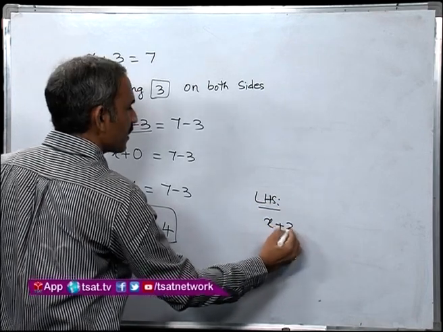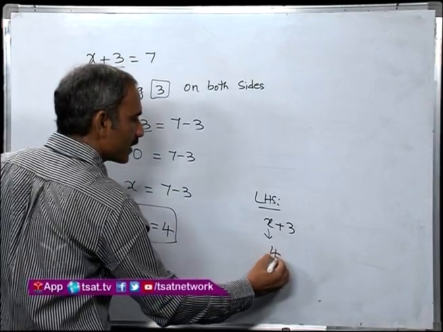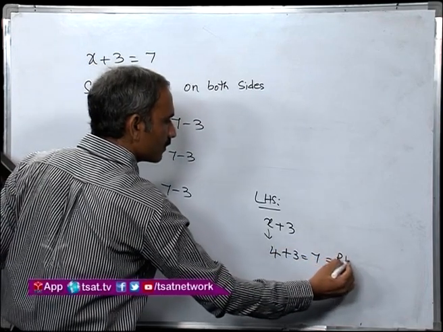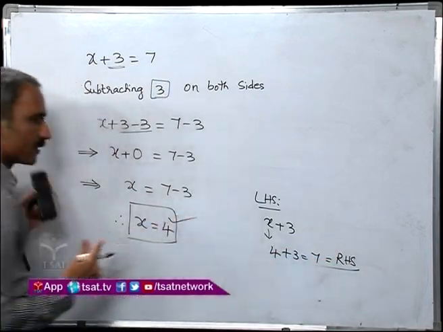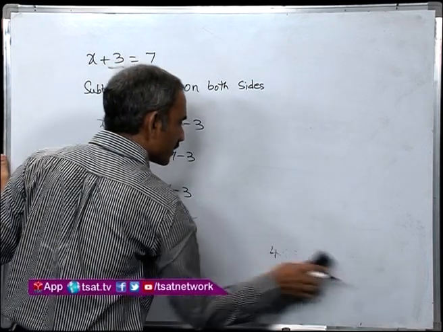Here we have x plus 3. In place of x, what is the value we got? 4. 4 plus 3, which is 7. Is it same as RHS or not? So our solution is correct. Like that you have to verify. Okay, you can check your answer also.